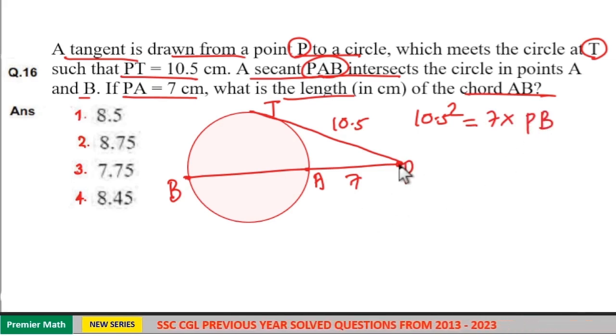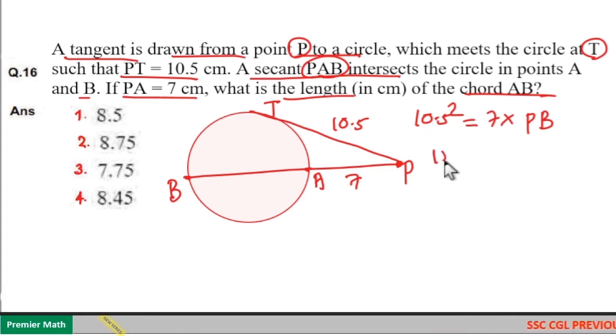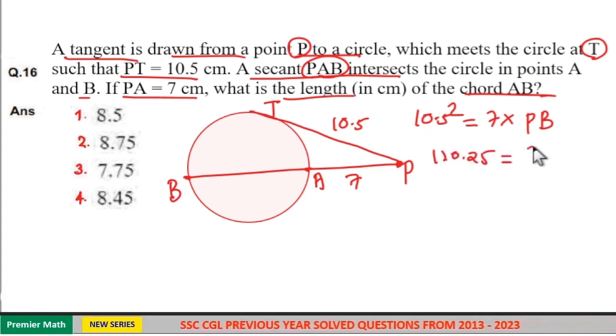This is the same external point and this is a tangent and this is a secant. This tangent and the secant drawn from the same external point P to the same circle, then you have 10.5 square is equal to 7 into PB. 7 is external segment of the secant. Now 10.5 square means 10 square is 100, 0.5 square is 0.25, 2 into 0.5 is 1, so 1 into 10, 10. So 110.25 is equal to 7 PB.